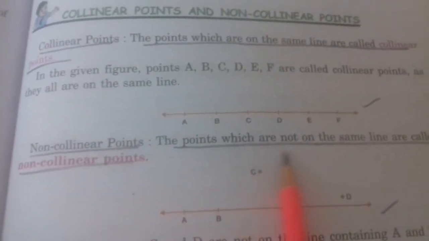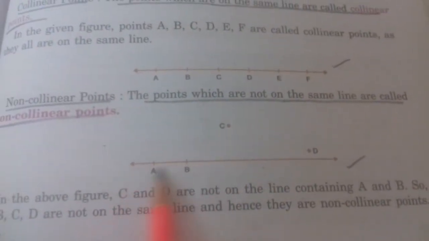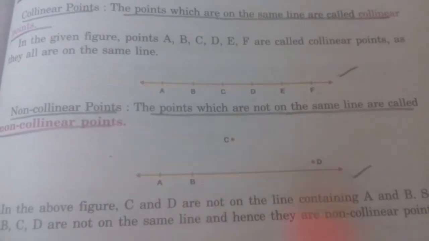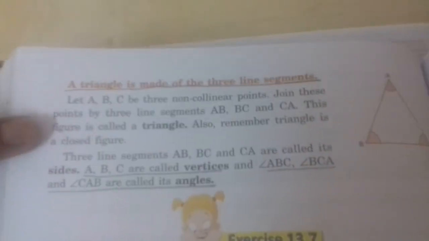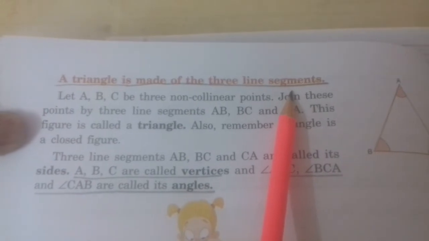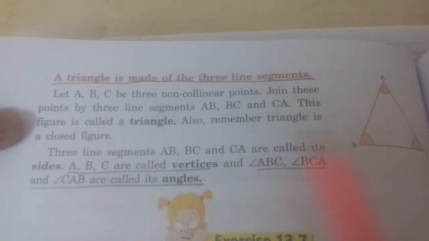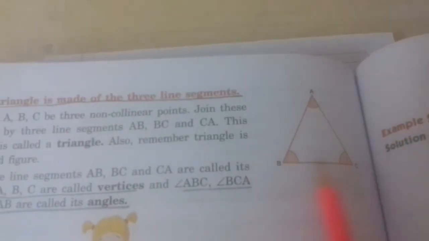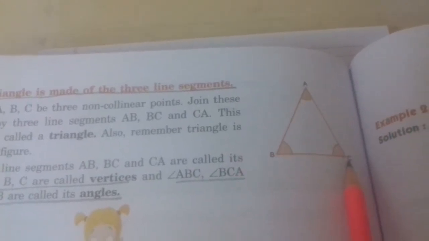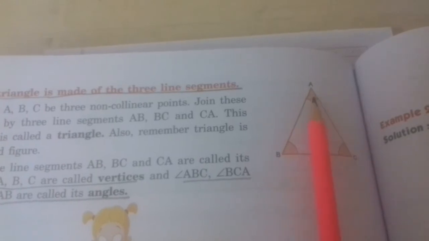Non-collinear points are the points which are not in the same line. You can see A, B are in the line but C and D are not in the line. So they are non-collinear points. Before exercise 13.7, a triangle is made up of 3 line segments. Clear? The 3 line segments are AB, BC and CA. A, B and C are the vertices. Clear? And these 3 are the angles.